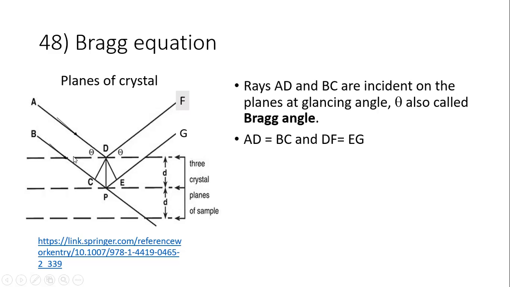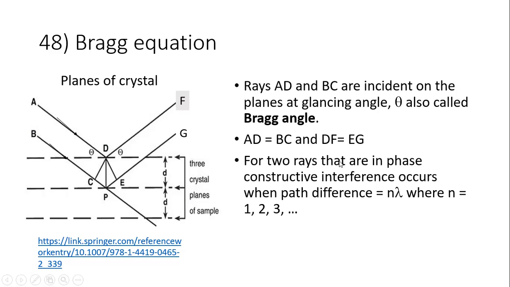AD and BC, right? Same wavefront. And then DF and EG. DF equals EG, right? They have the same travel distance, the wave.